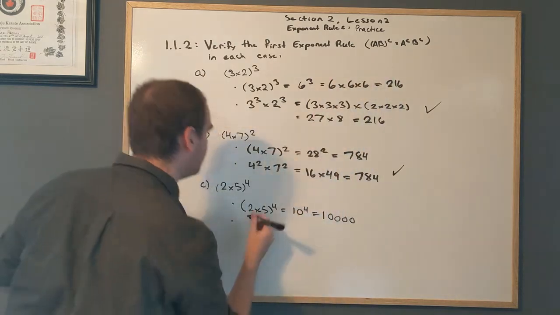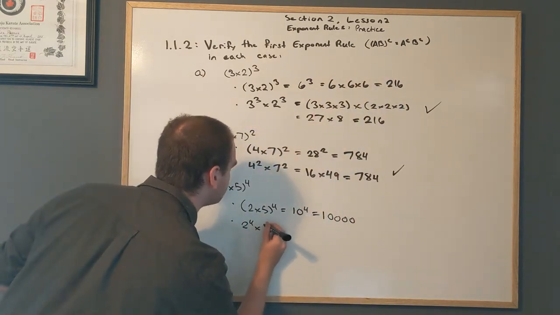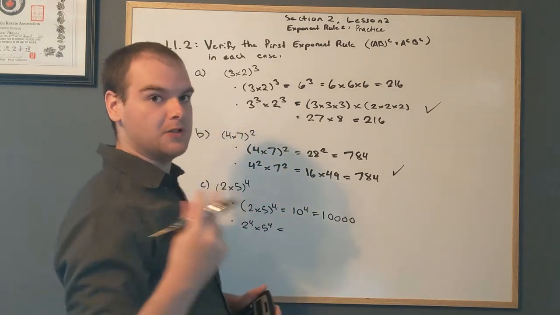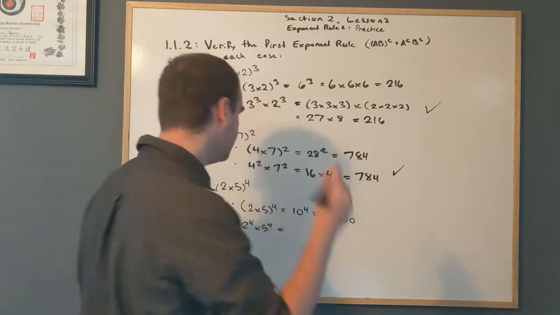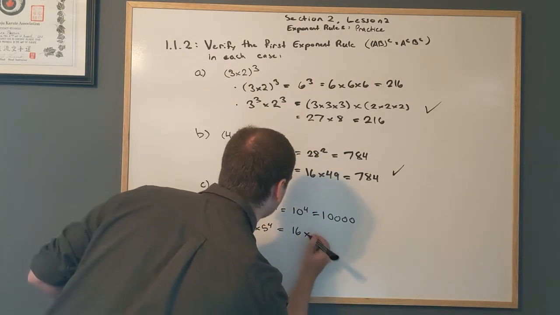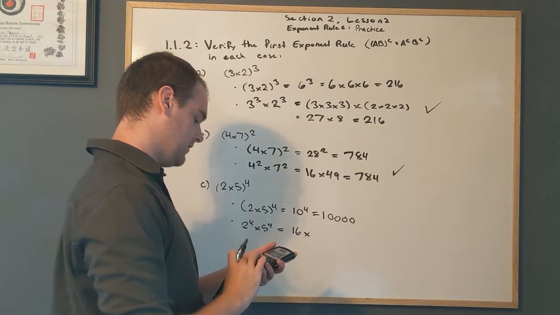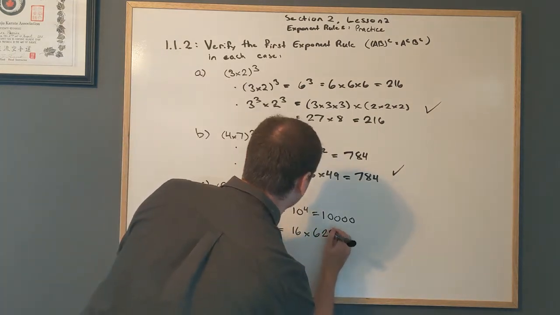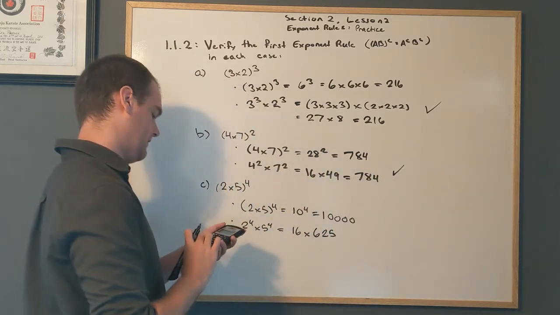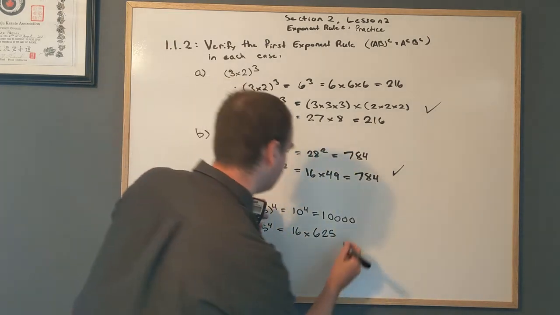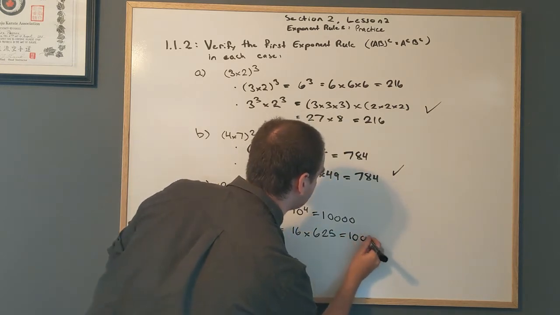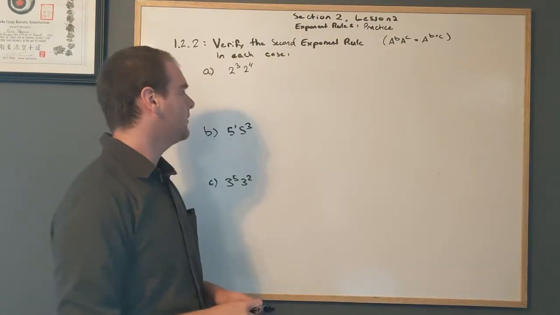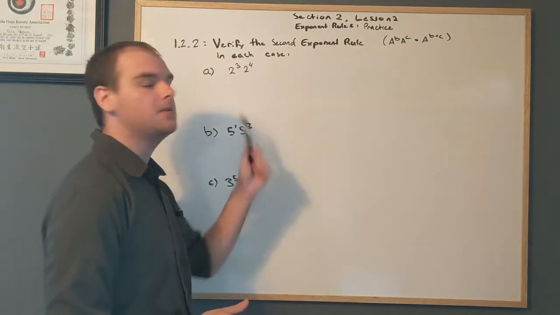Next up, you look at the right side. We have 2 to the 4 times 5 to the 4. 2 to the 4 is 2 times 2 times 2 times 2. 4, 8, 16. I don't know 5 to the power of 4, so we're just going to put that in the calculator. 625. And that is 10,000. Verified.